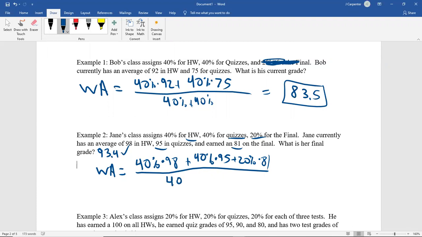And then you divide by the weights again, which are not the grades you earn. It's the percentages your teacher tells you what everything is worth. Multiply, add, divide, and you end up getting that number we already knew, the 93.4.